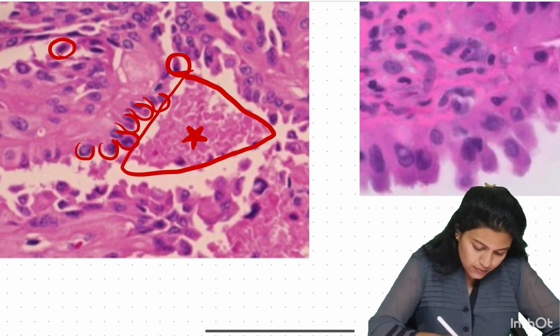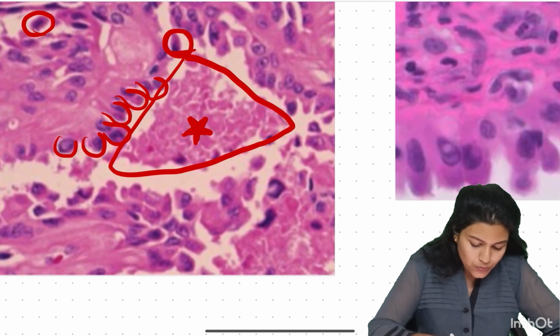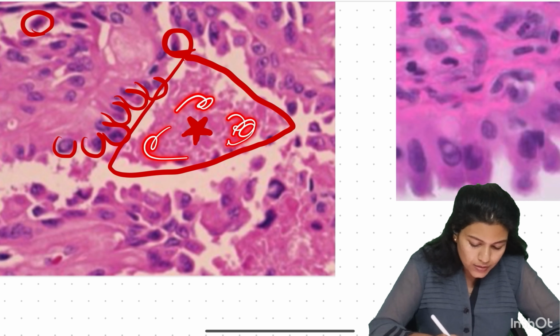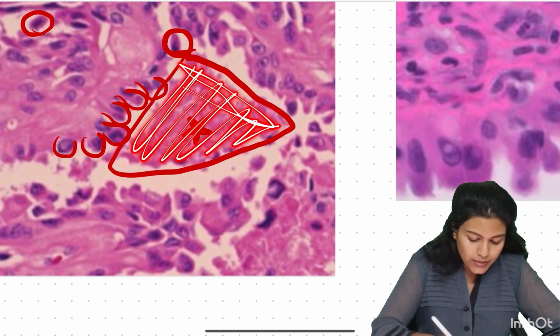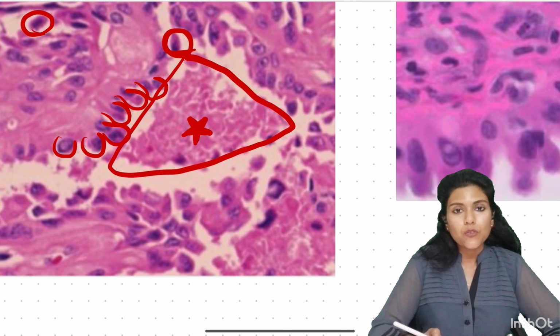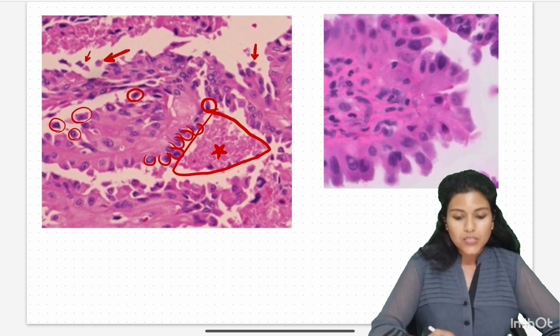And to the center of this zone, this area, it shows necrosis, like there is no particular cell outline. Entirely it is pinkish material. This is a necrotic area, suggestive of aggressiveness of the tumor.